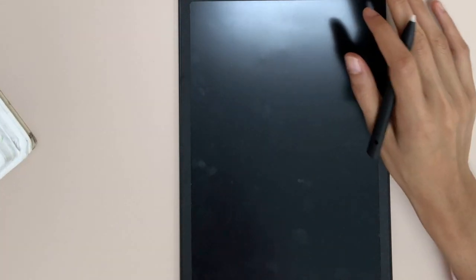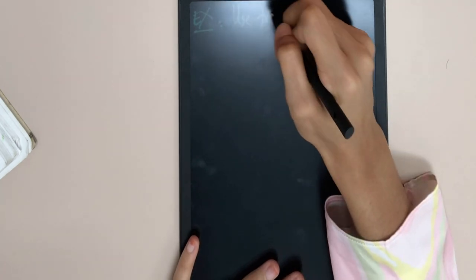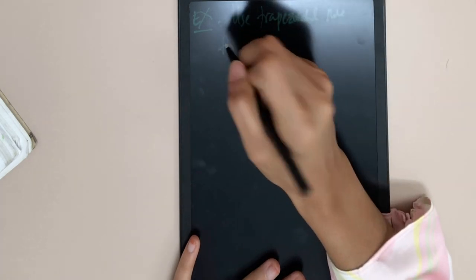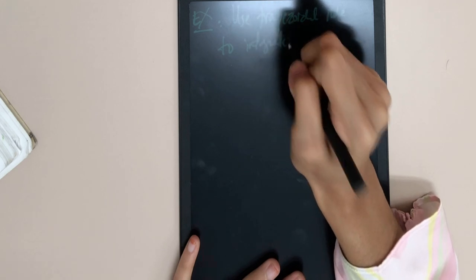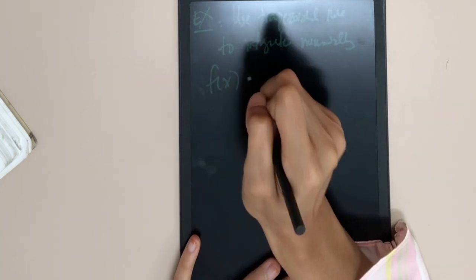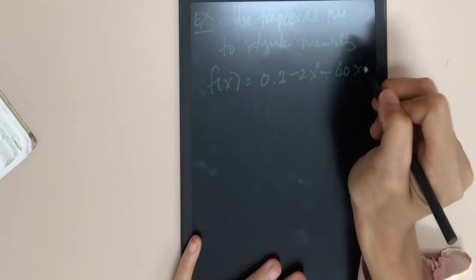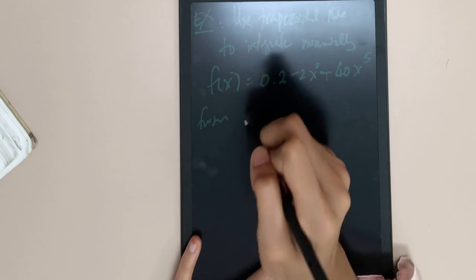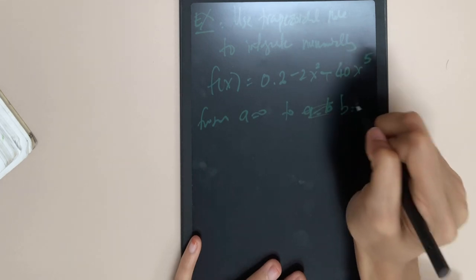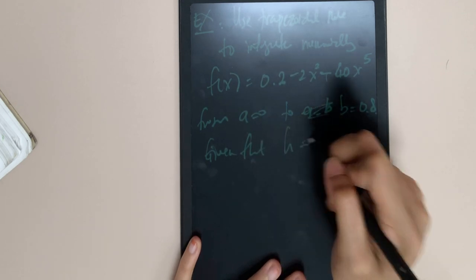Example: the question asks you to use the trapezoidal rule to integrate numerically f(x) equal to 0.2 minus 2x squared plus 40x to the power 5, from a equal to 0 to b equal to 0.8, given that your h is 0.2.